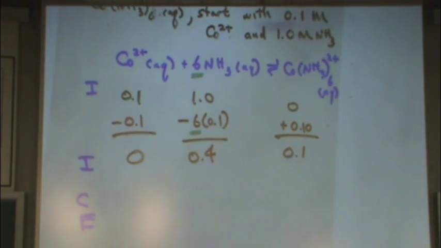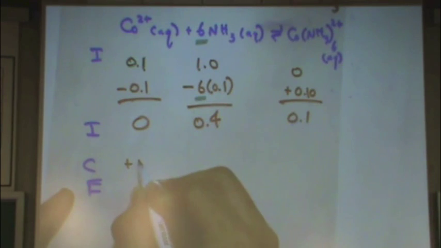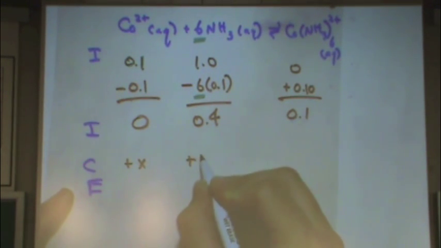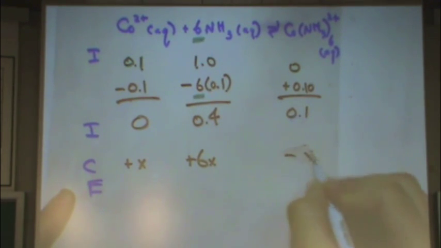It doesn't have to be that you do stoichiometry in one of these problems, but it's common. Okay, so I'm going to go plus x, what am I going to do here? Plus 6x, plus minus x over here. Minus x.